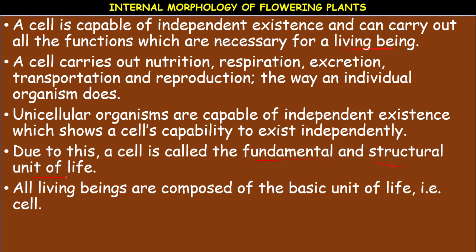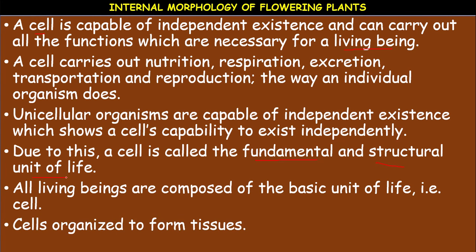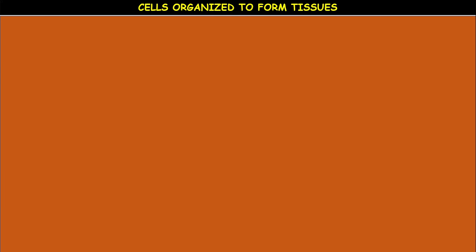All living beings are composed of the basic units of life. What do you call it? A cell. Cells are organized to form the tissues. Of course, unicellular organisms are exempted, but in multicellular organisms, cells are organized to form tissues. Cells combine to form tissues.